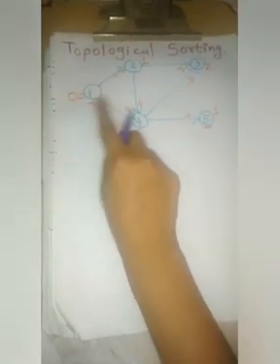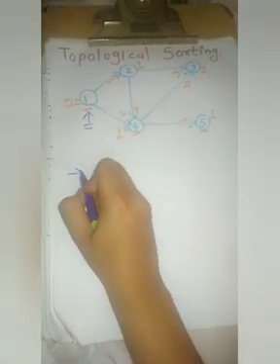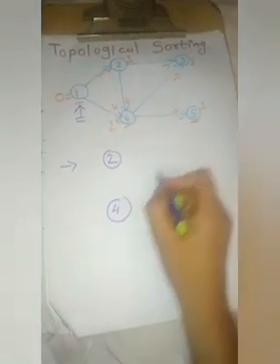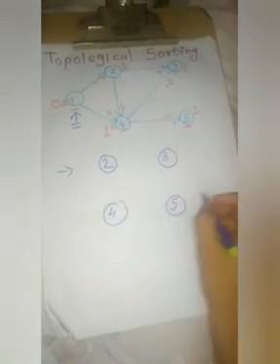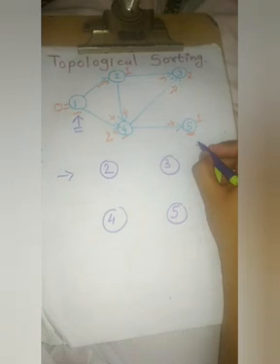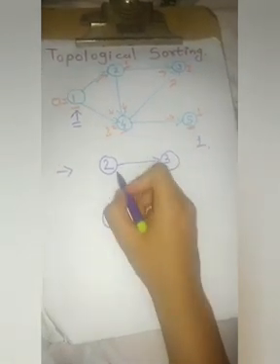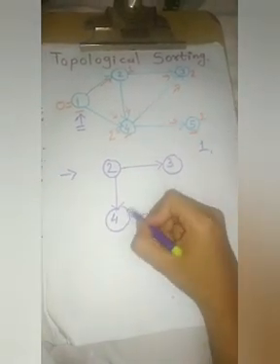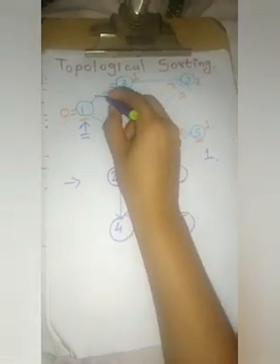Then delete the node which has incoming degree 0. Here incoming degree 0 is for node 1, so delete it. So our remaining graph is 2, 4, 3, 5. Deleted vertices are 1. These are deleted.